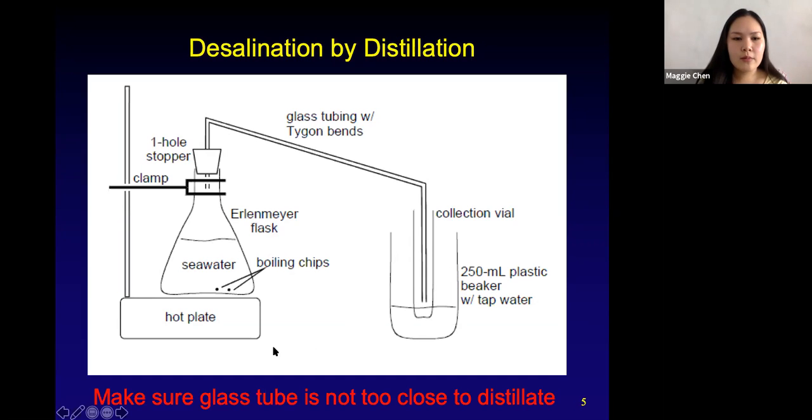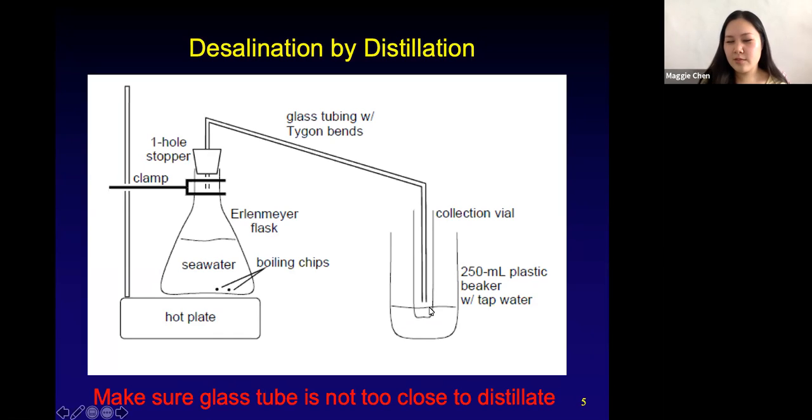What basically happens is that the hot plate heats up our seawater, and pure water evaporates and is collected and transferred through glass tubing and condenses again in our collection vial. If we have our ice bath or just a beaker with tap water, it's going to recondense and show up here. One thing we do want to note is that in lab, we want to make sure the glass tube is not too close to the distillate at the end here.